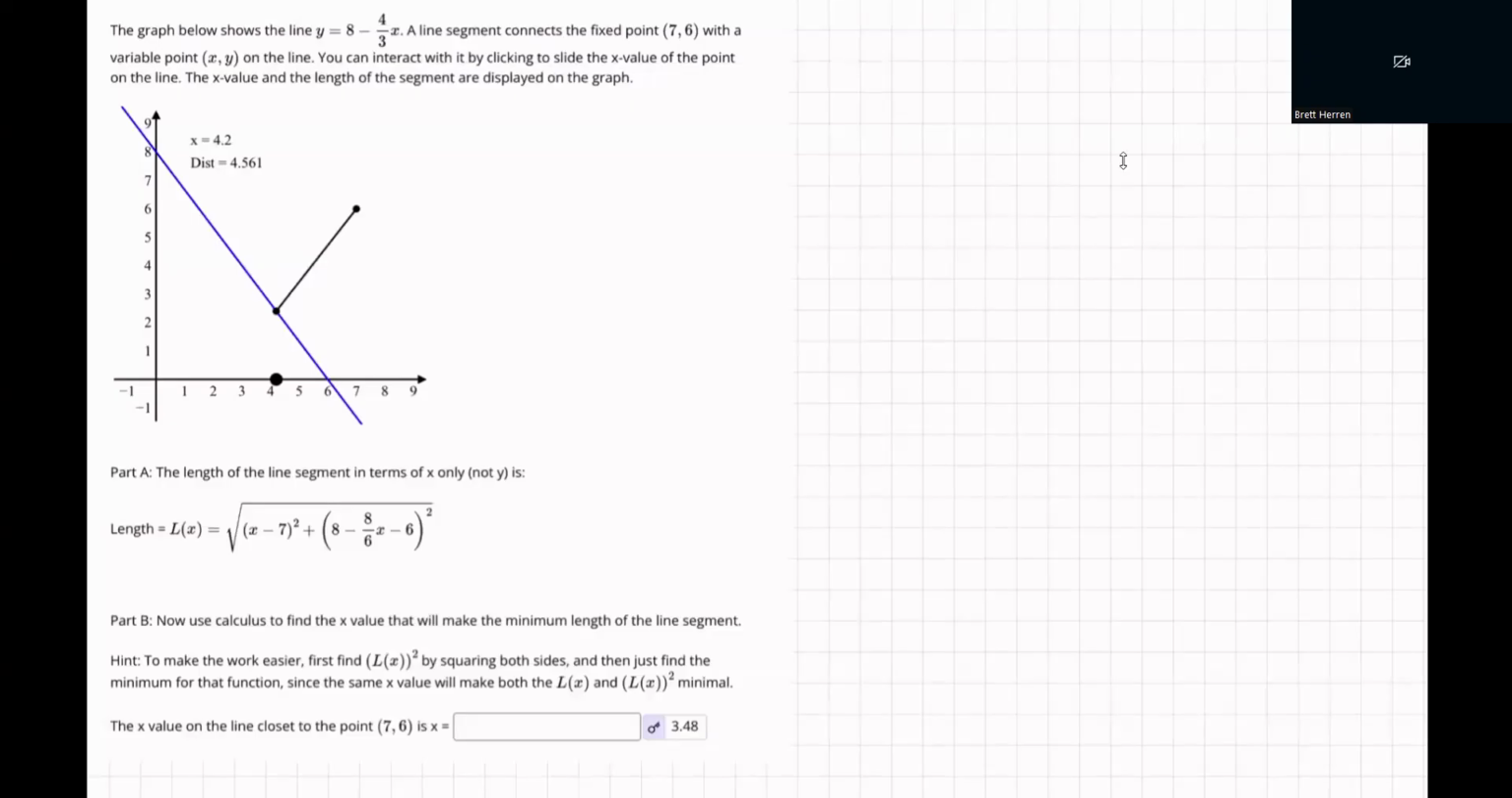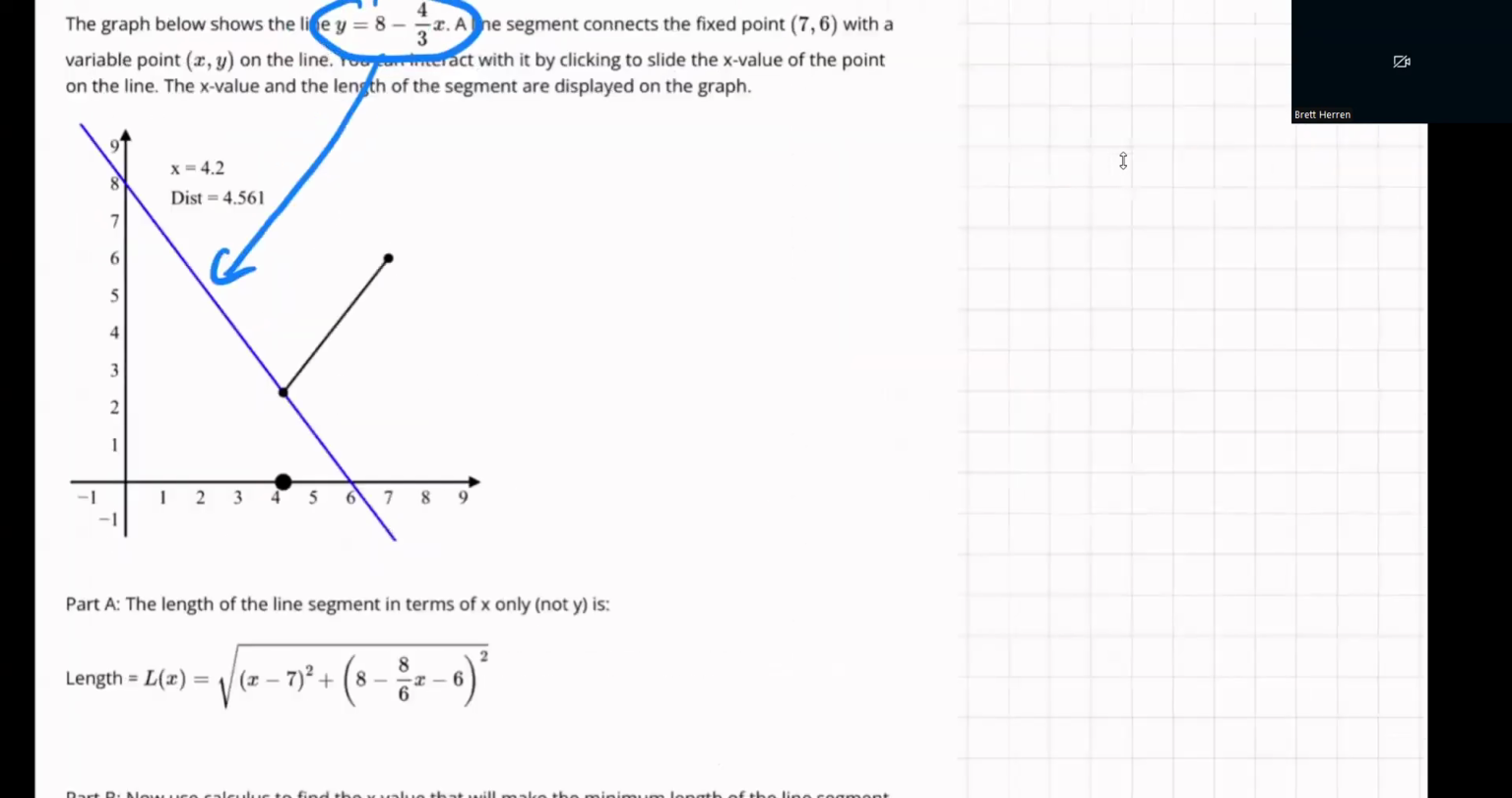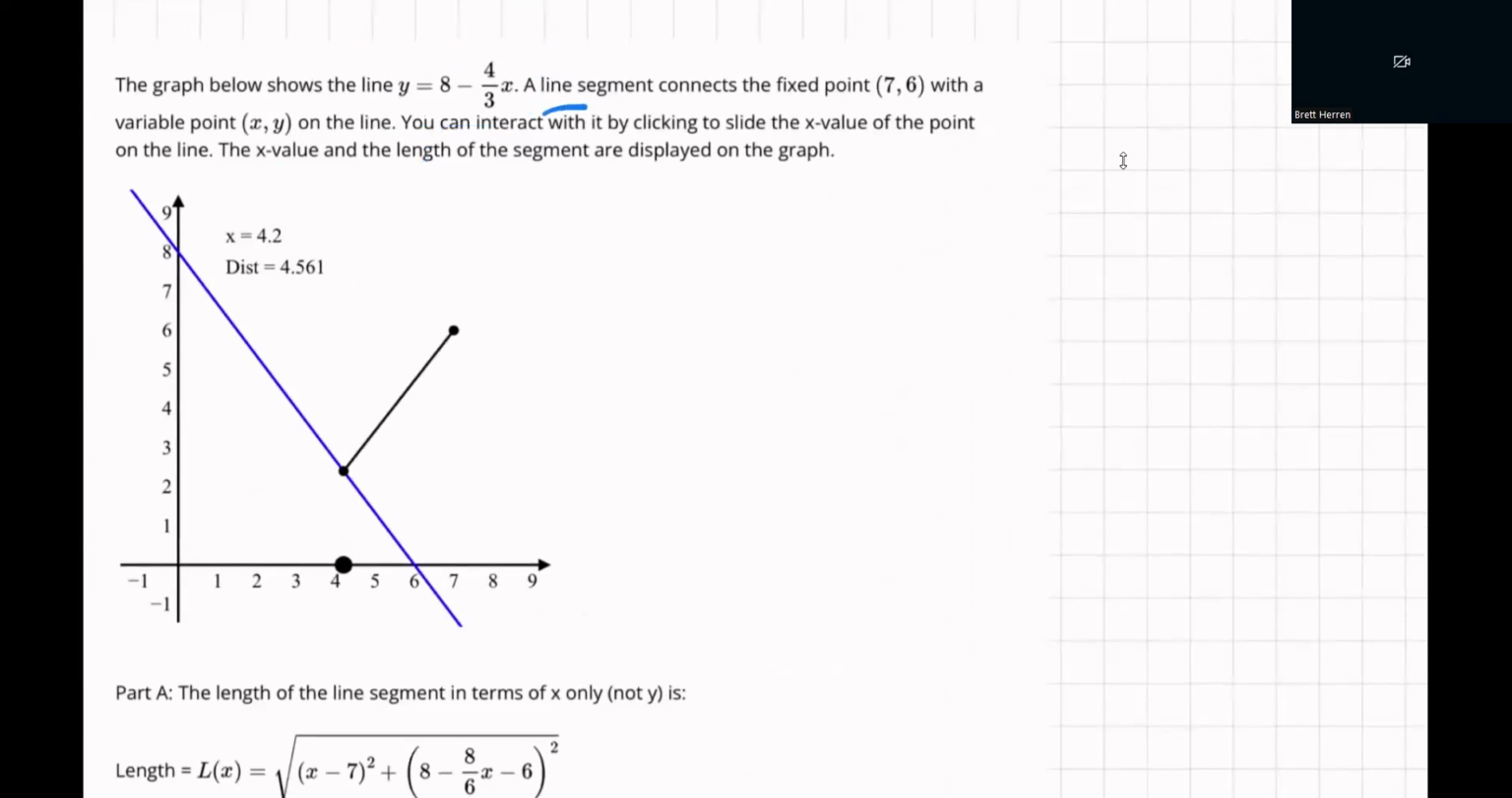Okay, so it says the graph below shows the line y equals 8 minus 4 thirds x. So this line right here, that's the equation of that line. Okay, it says a line segment. A line segment connects the fixed point 7, 6.